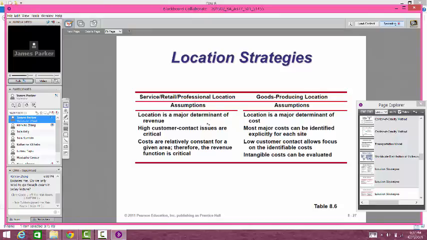Location is a major determinant of revenue. Costs are relatively constant for a given area, therefore revenue is critical. And then location. Everything's about cost.